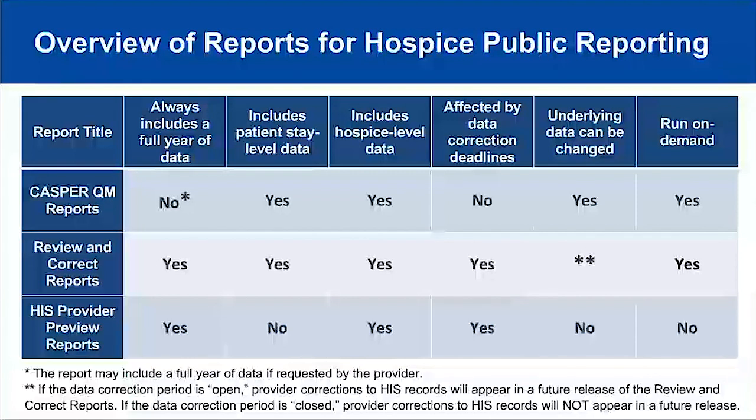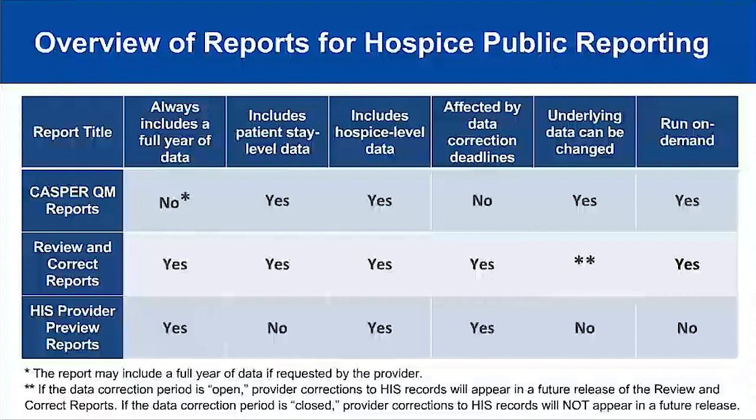However, the answer is no because we have the asterisk here: while they don't always contain a full year of data, they could potentially contain a full year of data if that's what's been requested by the provider that's requesting the report. So if those are parameters that you're selecting, you can see a full 4 quarters of data on this report. The QM reports do include patient stay level data. They do include hospice facility level data. They are not affected by data correction deadlines.